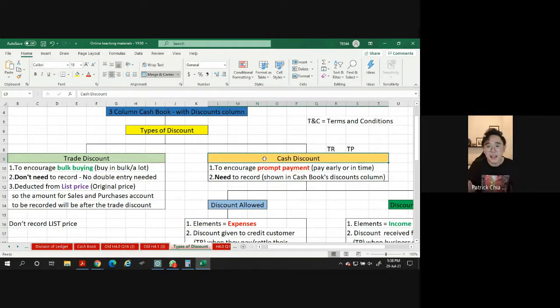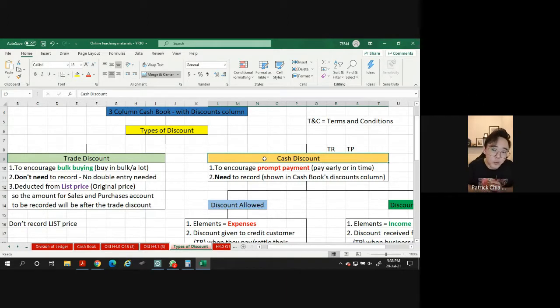For example, let's say I owe you $10. You give me $1 discount. Let's say you sold me this pen for $10. Then you give me a terms and condition: if you pay me tomorrow, you just need to pay $9. You get what I mean? So that's the terms and condition, that if I pay early, I get an additional discount of $1.